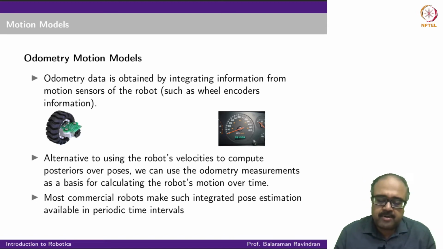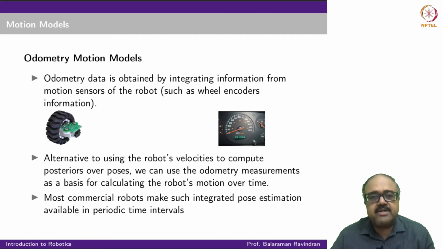The most popular kind of motion sensor that we use is the wheel encoder. So looking at this kind of wheel encoder information, you integrate it in order to get an estimate of how much you actually moved. One way of thinking about it is that it's actually a measurement. It is not really a control. But another way of thinking about it is that you look at this as the effect of the control action that was applied to the robot, and so you use this as a surrogate for the actual control that was given.